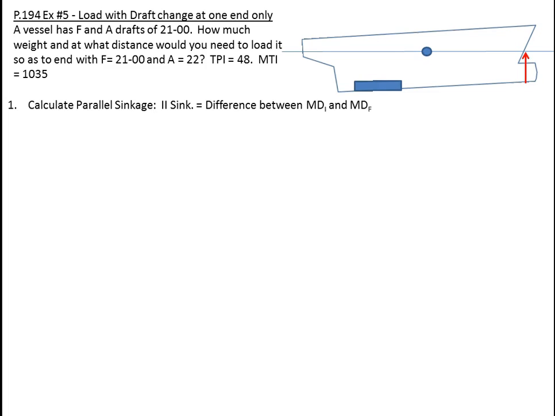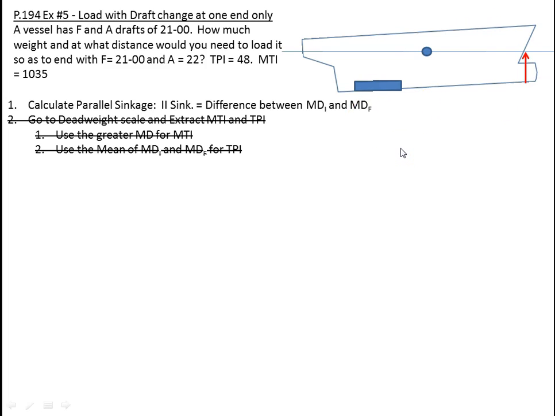Parallel sinkage is the difference between the initial mean draft and the final mean draft. Step 2 would normally be that we have to calculate MTI and TPI, but they're already given to us, so we actually can skip these 2 steps. Now we're going to have to calculate the required weight to sink the boat to our final mean draft. So that is going to be TPI times parallel sinkage. So we have to calculate this parallel sinkage. We've given the TPI. We're going to multiply those two to get whatever the weight is.